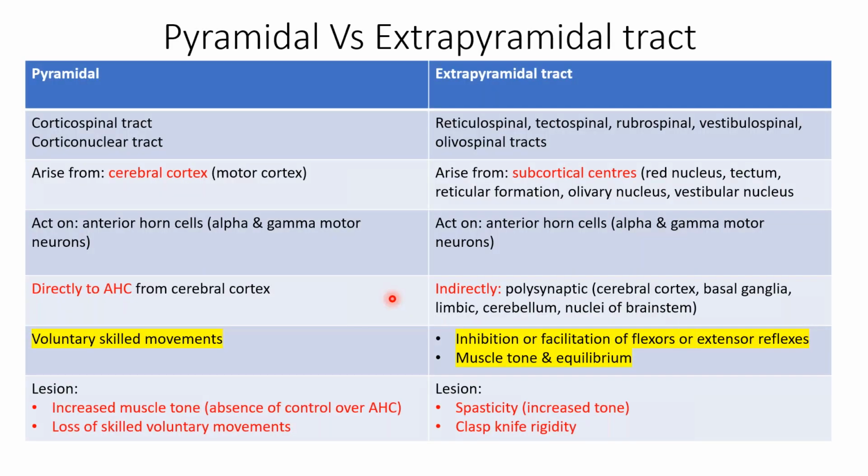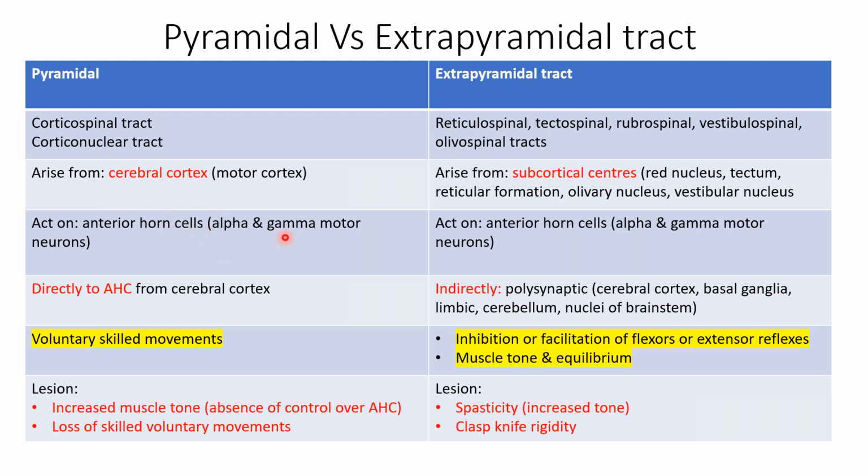So these are the differences between the pyramidal tract versus extrapyramidal tracts. Pyramidal tracts were corticospinal and corticonuclear, arising from the cerebrum to the spinal cord, and from the cerebrum to the cranial nerve nuclei. Extrapyramidal are from the subcortical areas of the brain, reticular formation, from the superior colliculus, from the red nucleus, from the vestibular nuclei, from the olivary nucleus, terminating into the spinal cord. So they were from the cerebral cortex, they were from the subcortical centers.